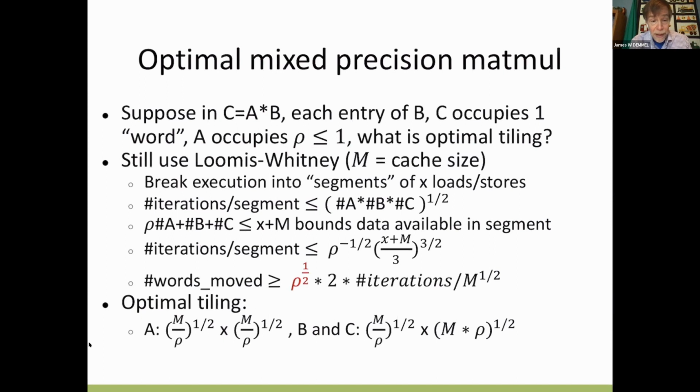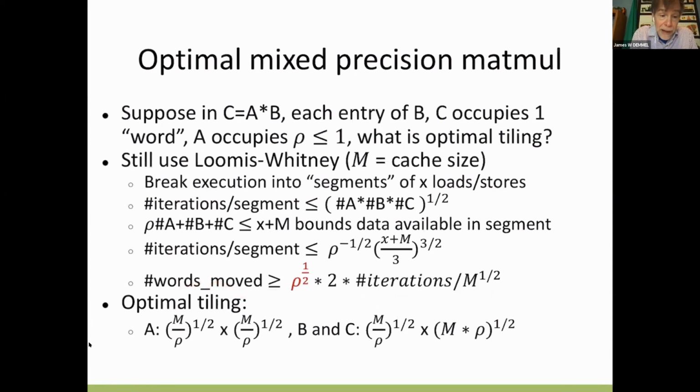We're still going to use the Loomis-Whitney inequality, which says that if I have a certain number of entries of A, B, and C, sharp A, sharp B, and sharp C, how much work can I do? And it's the same formula as before. And so what I want to do now is optimize that quantity, given that I can have a certain amount of data available in a segment, which is what I break up my sequence of instructions in the code into. And I can prove that the number of words moved is smaller than it was before by a factor of rho to the 1/2.